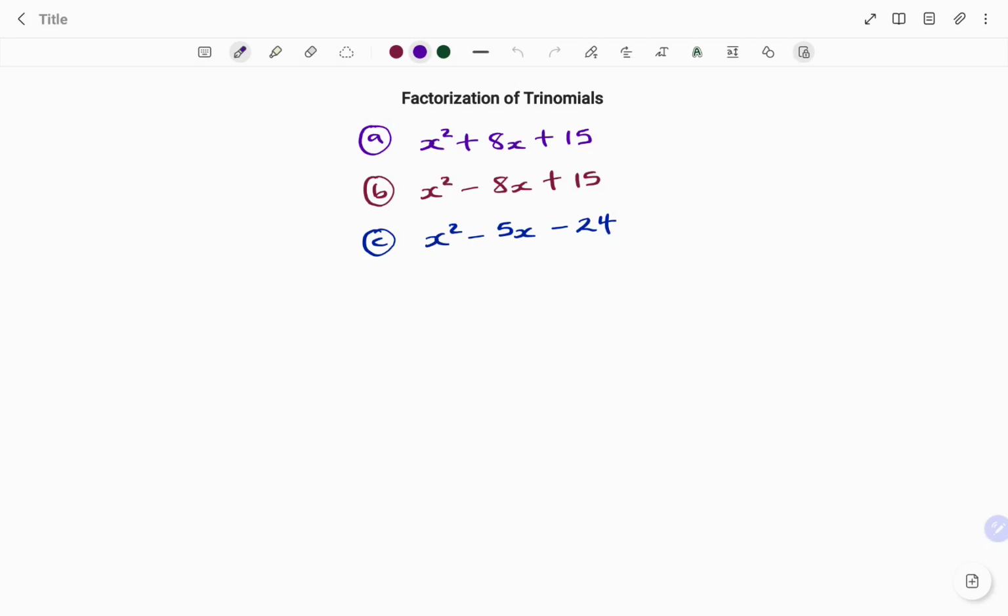In this video, I'm going to show you how to factorize the following trinomials. In the first example, we have x squared plus 8x plus 15.